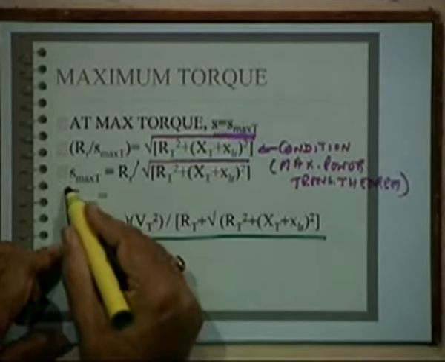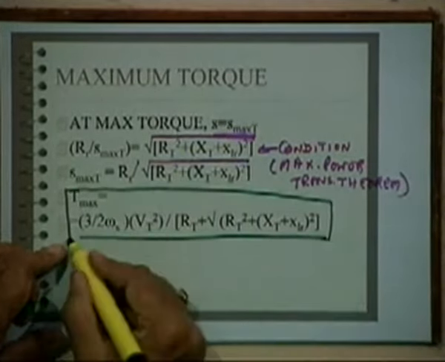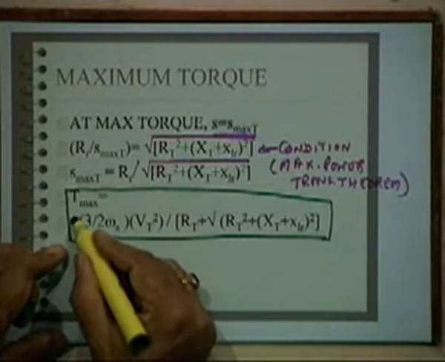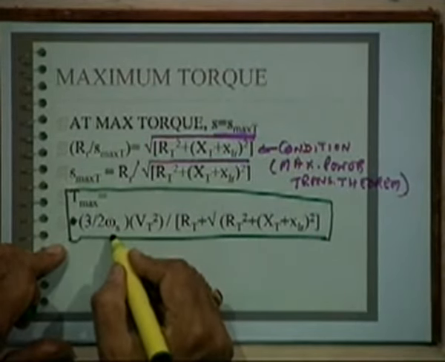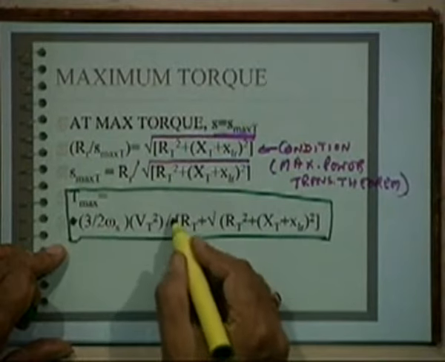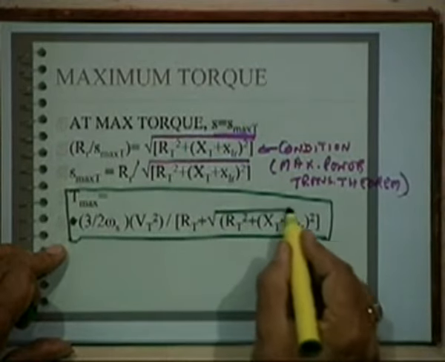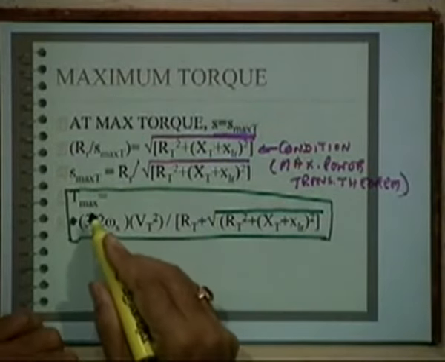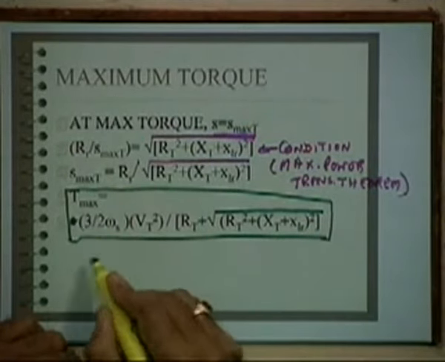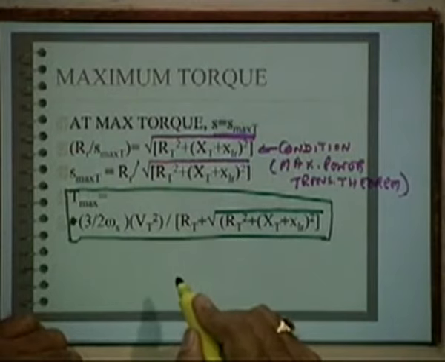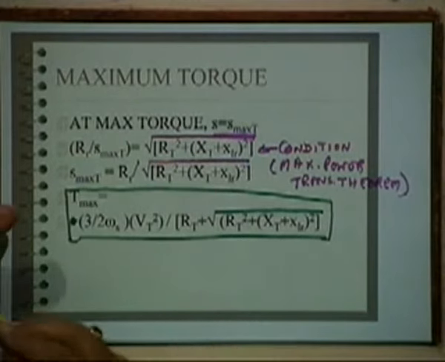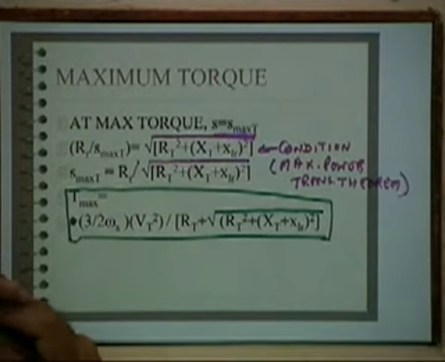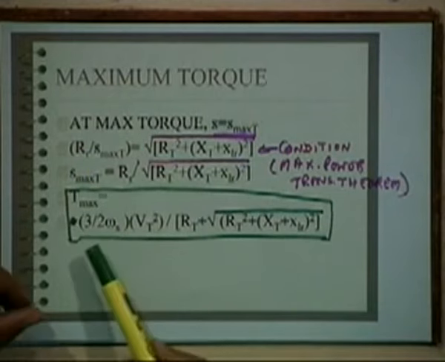T max would be equal to 3 by 2 omega S Vt square over RT plus square root of RT square plus XT plus XLR square. So we now get an expression for maximum torque as given like this. Okay. So what we have done is, we have found a condition for S, what is the slip at which maximum torque occurs and what is that maximum torque. We have substituted that value.